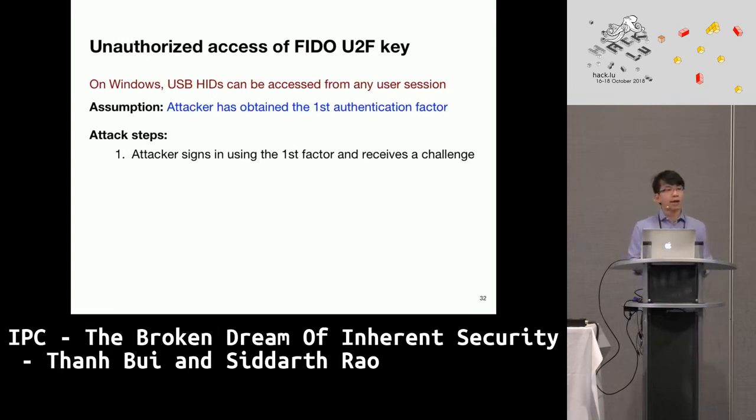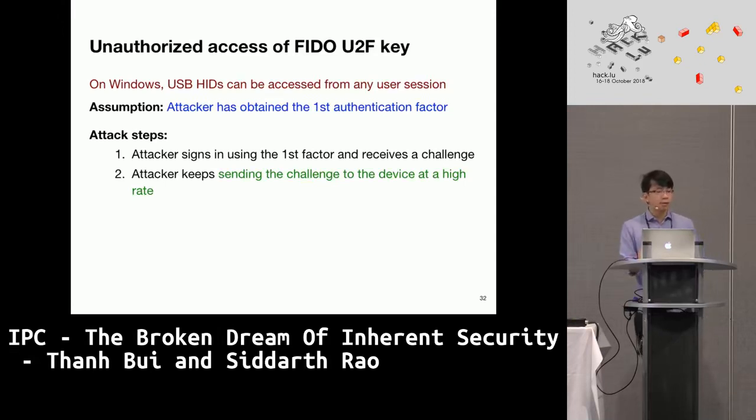The attacker first runs a malicious browser process in his login session and signs into the service using the password that he has obtained. The malicious browser will receive a challenge from the service. After that, the attacker will keep sending the challenge from the service to the device at a higher rate than a legitimate browser would. This way, it will increase the chance of getting the challenge signed. This is pretty easy because Chrome, for example, sends a challenge to the device every 300 milliseconds.